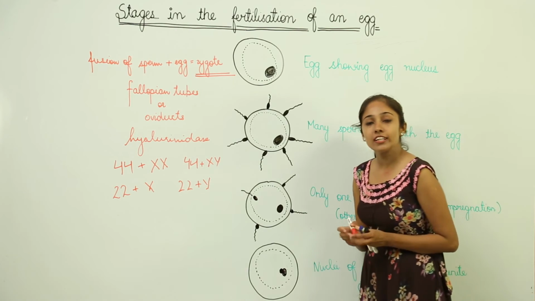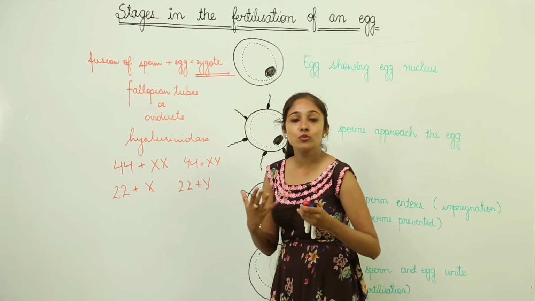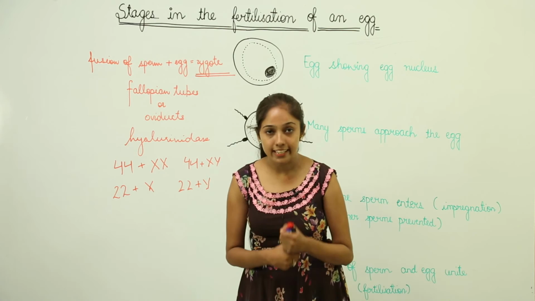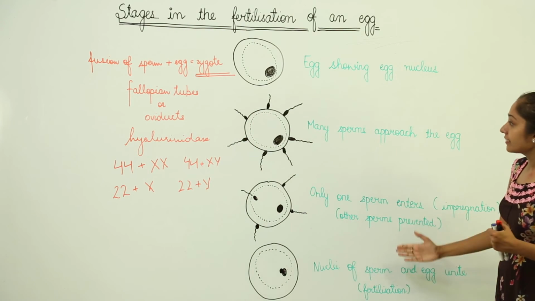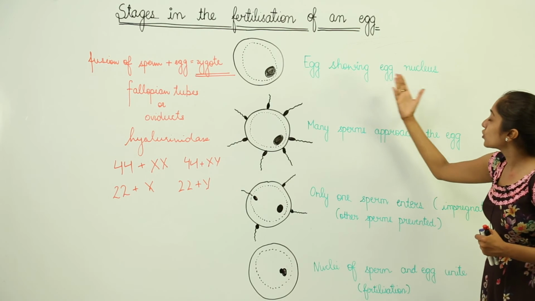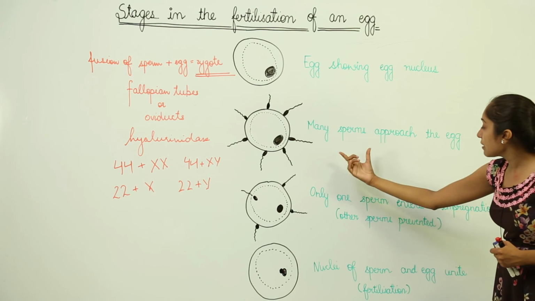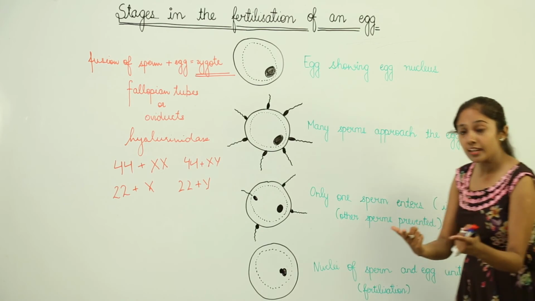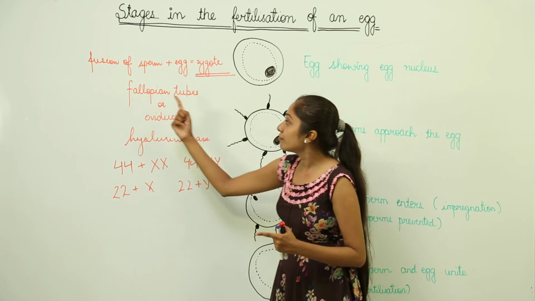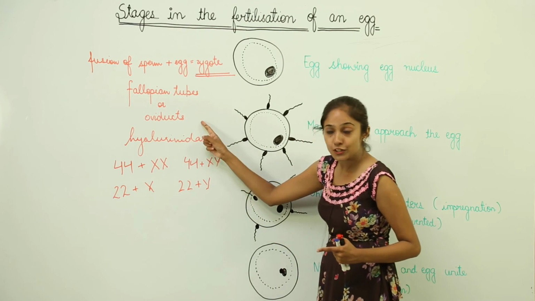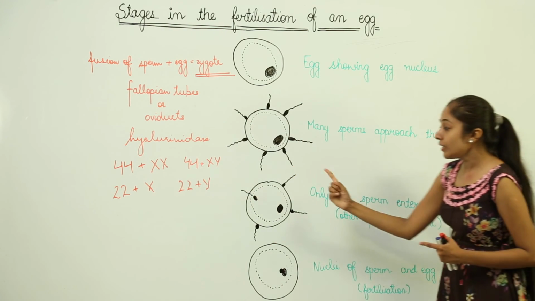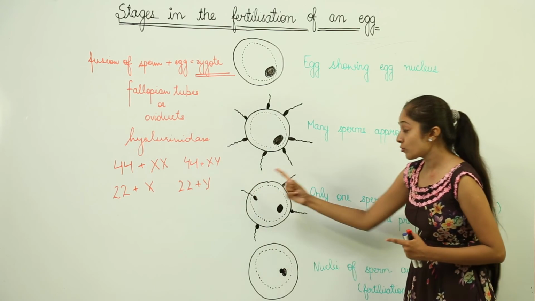This zygote is going to divide repeatedly and form the multicellular stage, which we will discuss. But overall, what do you see in this diagram? We have an egg which shows the egg nucleus. Now many sperms are going to approach the egg in the fallopian tubes or the oviducts, which are the site of fertilization. After this, only one sperm is able to penetrate the egg.